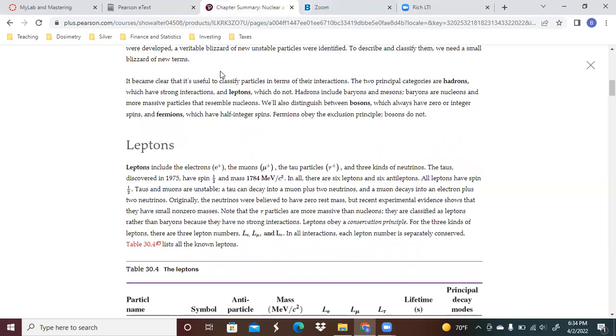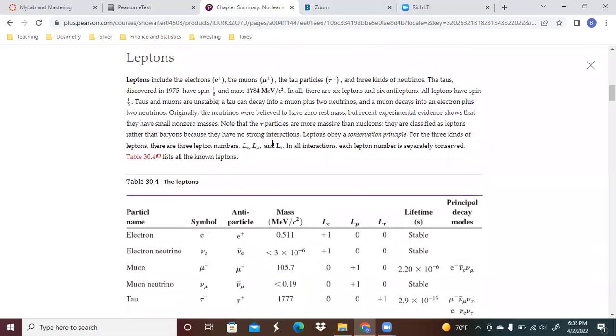So it became useful to classify particles in terms of their interactions. You've got hadrons, which have strong interactions, and leptons, which do not. Hadrons include baryons and mesons. Baryons are nucleons and more massive particles that resemble nucleons. And you can distinguish between bosons, which have 0 or integer spins, and fermions, which have half integer spins. Fermions obey the exclusion principle and bosons do not.